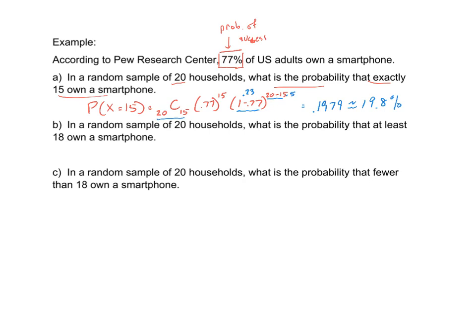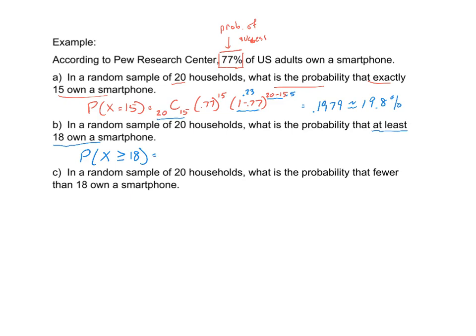That's part A. Part B, in a random sample of 20 households, what is the probability that at least, okay, so we see that word from the last slide, at least 18 own a smartphone. And for part B, I'm going to need to go down below for a minute, but for this one, we want the probability that X is greater than or equal to 18 in my group of 20. All right, well, how do I do that?